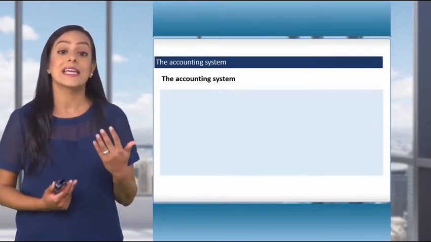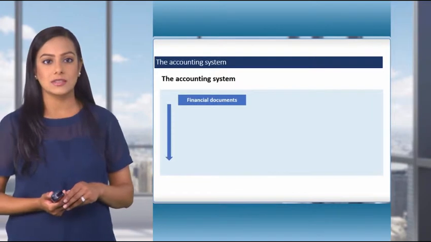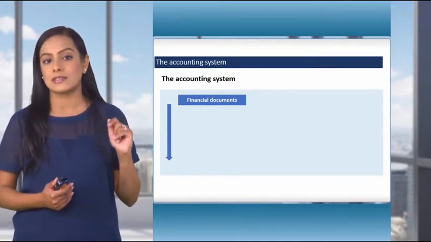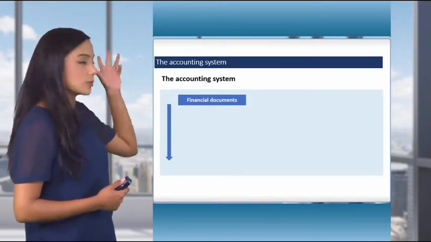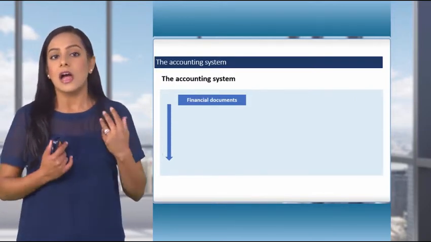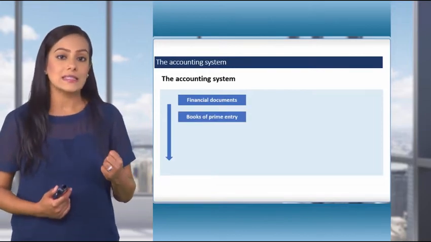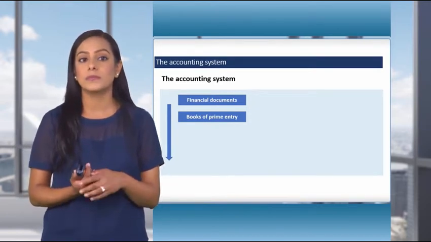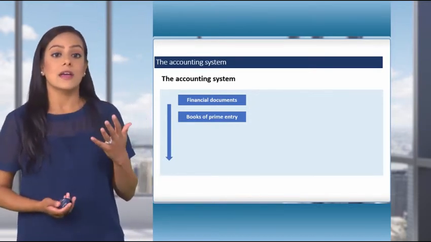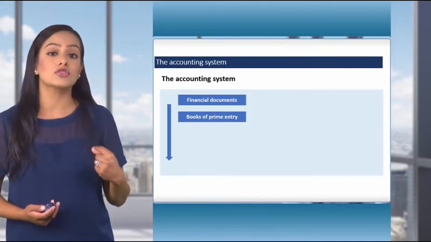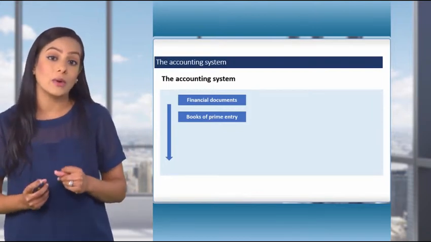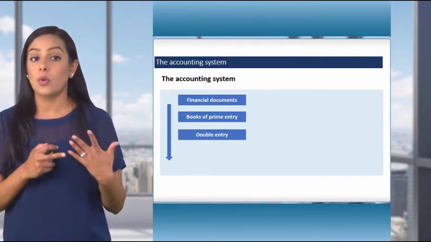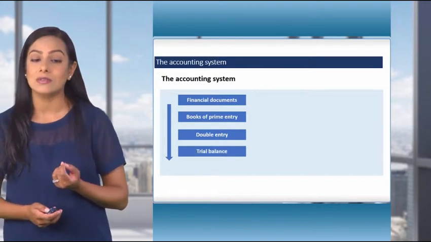How do accountants keep the records of the transactions? There's a large list. It's a step-by-step process, and it starts off with financial documents and works its way down. A financial document is where we have a piece of paper generated as a result of the transaction. The document entries are then entered into the books of prime entry, where we have a book where we initially record the transaction. Then we use double entry to record the transaction using T accounts.